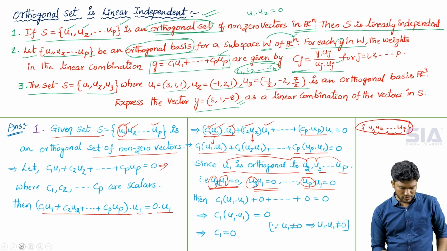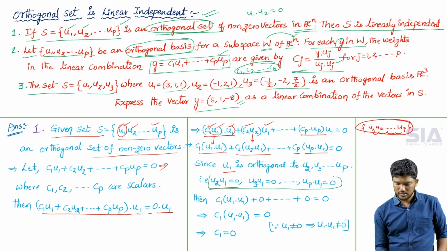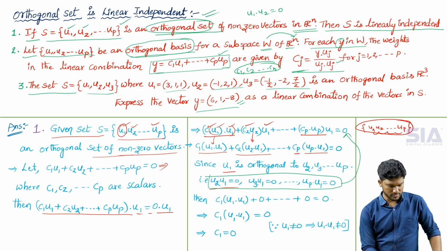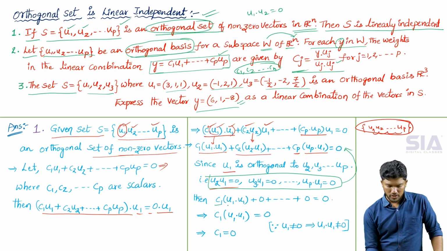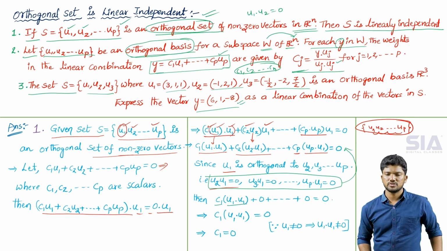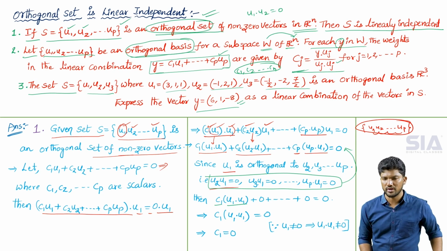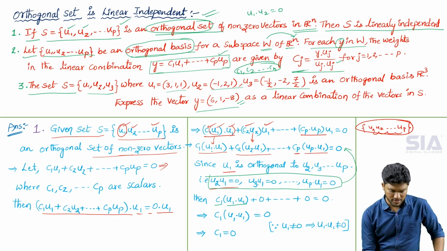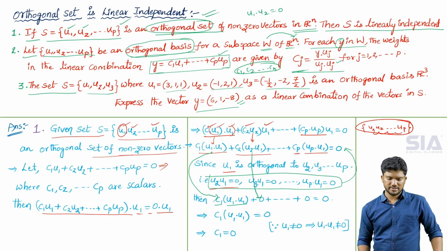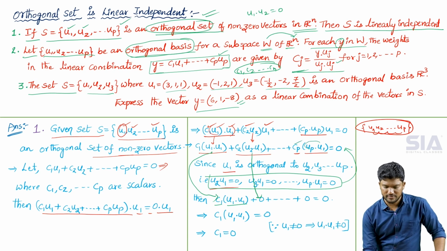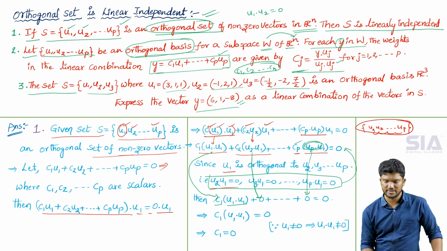Then substitute these values in this equation. Then you will get C1 into u1 into u1, we don't have any value for that. Why? Because u1 is not orthogonal to u1, so that's why we are writing u1 into u1. From this value we are writing C1 into u1 into u1. From this value C2 into something into 0, you can write 0 directly, and next here C suffix p is there, this value will become 0, so that value we are writing here as 0.